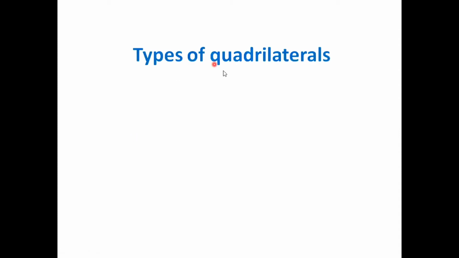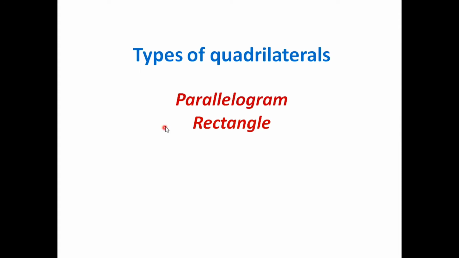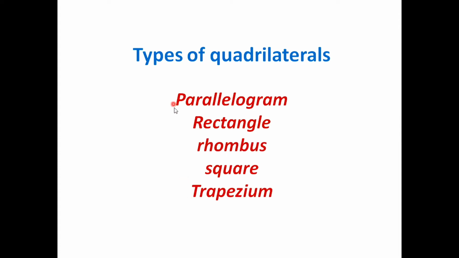In this topic, we are going to learn some types of quadrilaterals. The first type of quadrilateral, that is very basic, is a parallelogram. Then we are going to learn rectangle, then rhombus, square, and trapezium. So in this topic, we are going to learn these types of quadrilaterals and their properties. We are going to prove those properties, and we are going to solve some examples based on that. So let us start with a parallelogram.